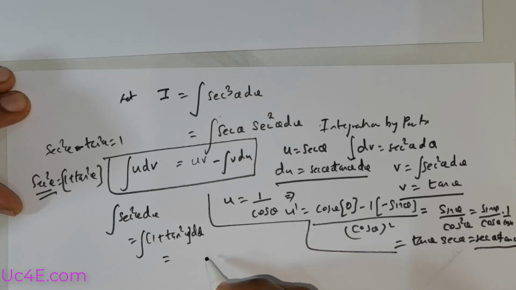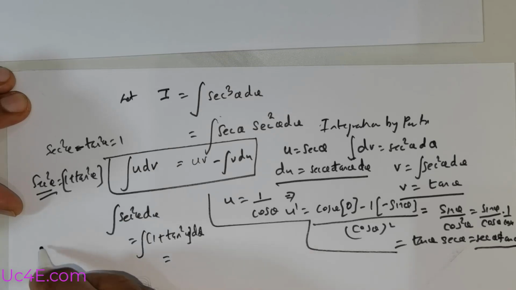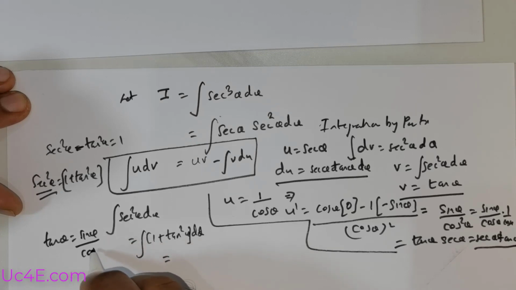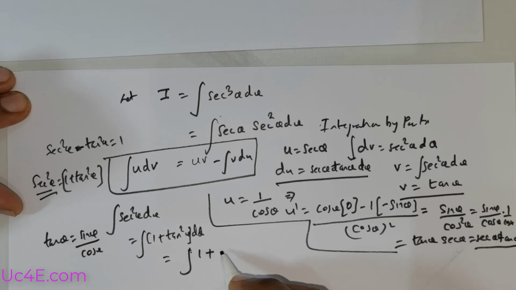Now we can always write tan squared, or let me write this down here. Tan theta is nothing but sine theta divided by cos theta. So that's going to be 1 plus sine squared theta divided by cos squared theta.